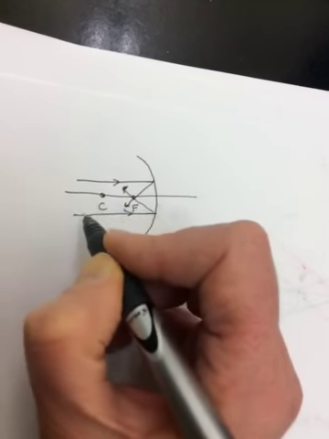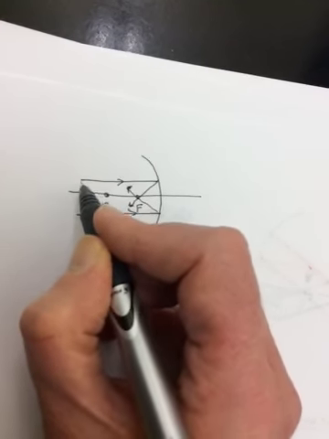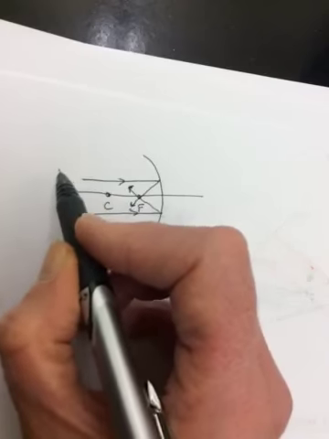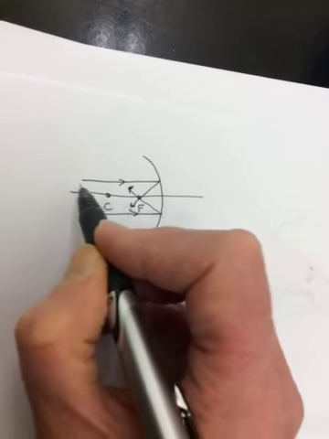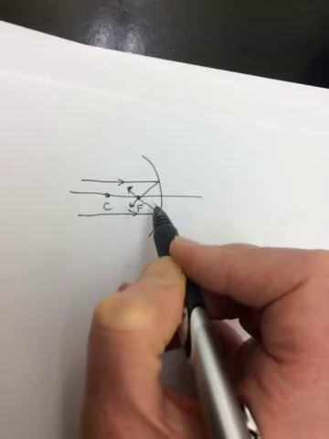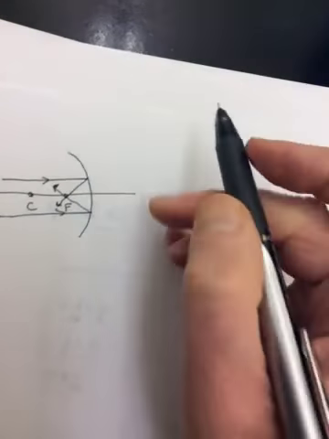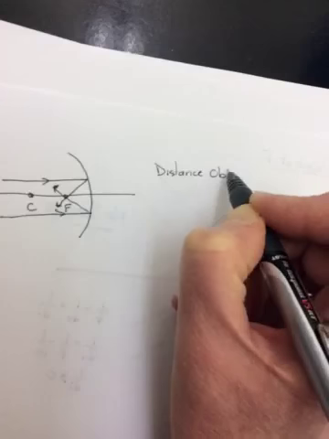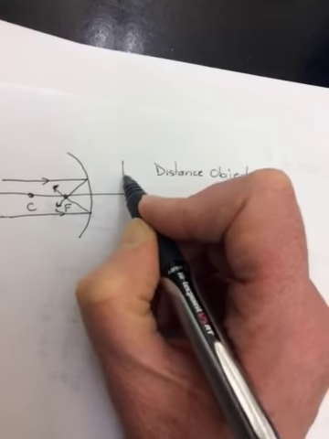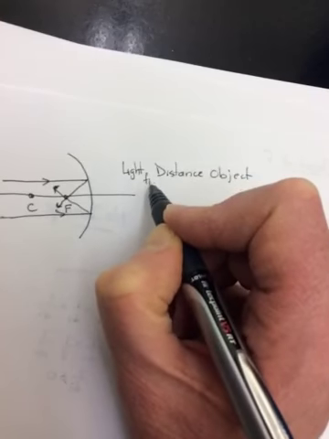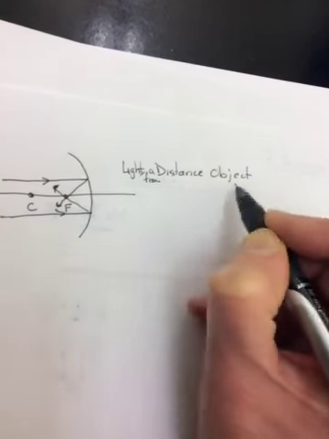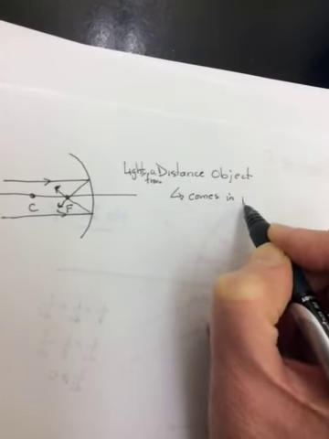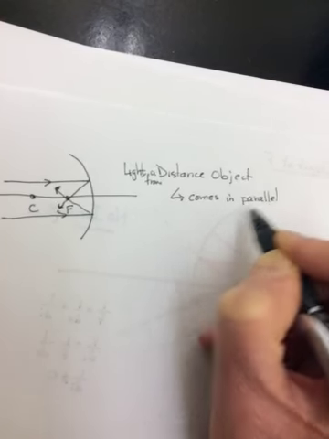When we talk about parallel light rays, light from a distant object will always be considered to be parallel. So if you were to take a mirror outside on a sunny day and get the sun's rays to hit the mirror, we would assume that they were all coming in parallel to the principal axis. So light rays from a distant object, like a star, are always considered to come in parallel to the principal axis. I think I forgot to say that today. Comes in parallel to the principal axis.